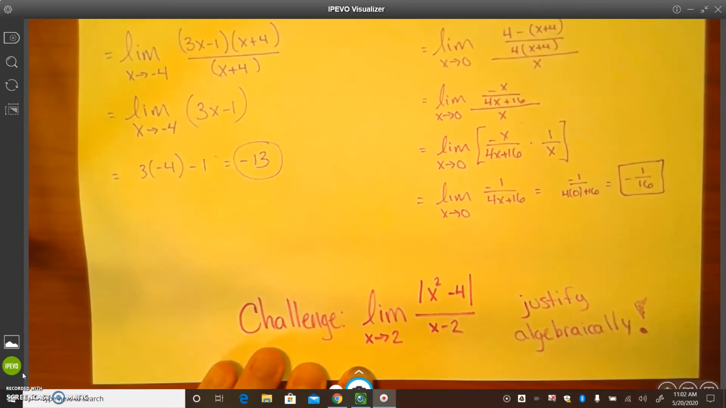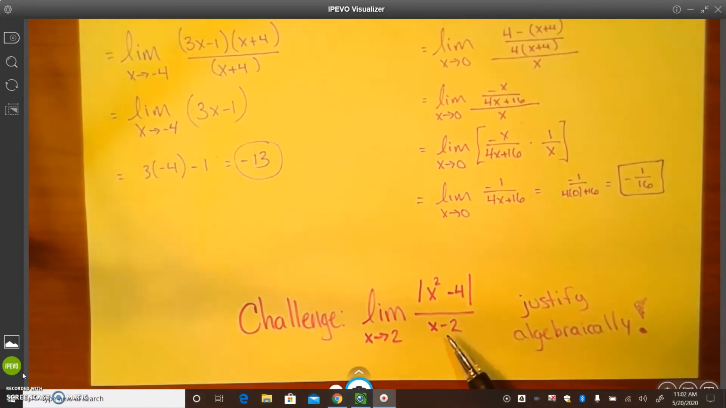Find me the limit of this expression. Now, you can find it algebraically. You can also find it graphically, but I don't want you to do graphical methods, and I don't want you to do a table of value methods. They will lead to an answer, but I want you to justify it algebraically, and that's the challenge. How can I manipulate this expression using algebraic methods?